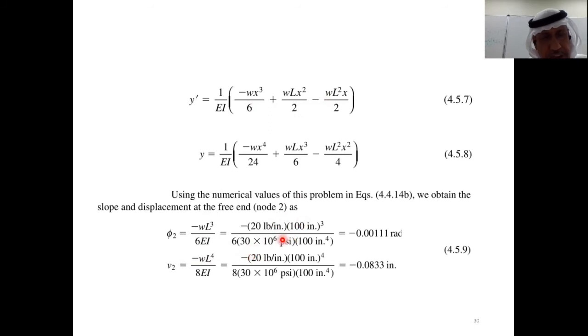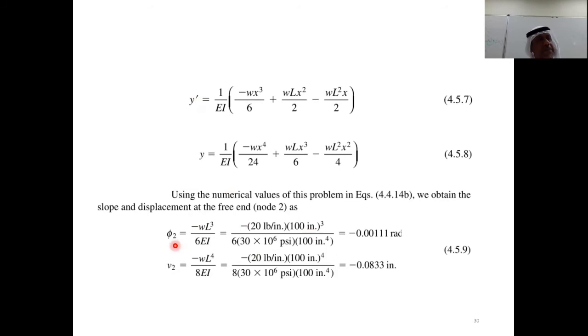So you are sure this is the finite element? This is the analytical. Analytical is here. When you substitute x with L, you get this, right? So all of this will collapse to one term, and all of this will collapse to one term. So you can see y is equal to V2 and y prime is equal to Phi2. So this is the closed form solution. This is the exact solution.